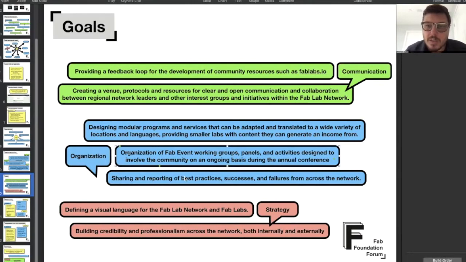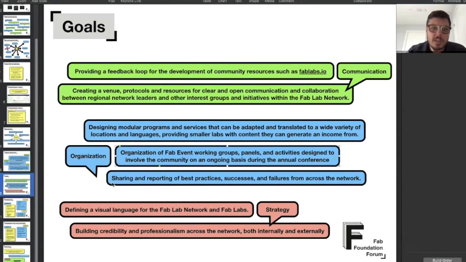We could all help translate into our own languages and have a central repository of all of this content that we can freely share and help others, and make labs more sustainable. And at the same time, using these new communication channels, how can we gather more information about the network, getting more data that will then help us get more funding for labs and possibly for Fab Foundation Forum as well.